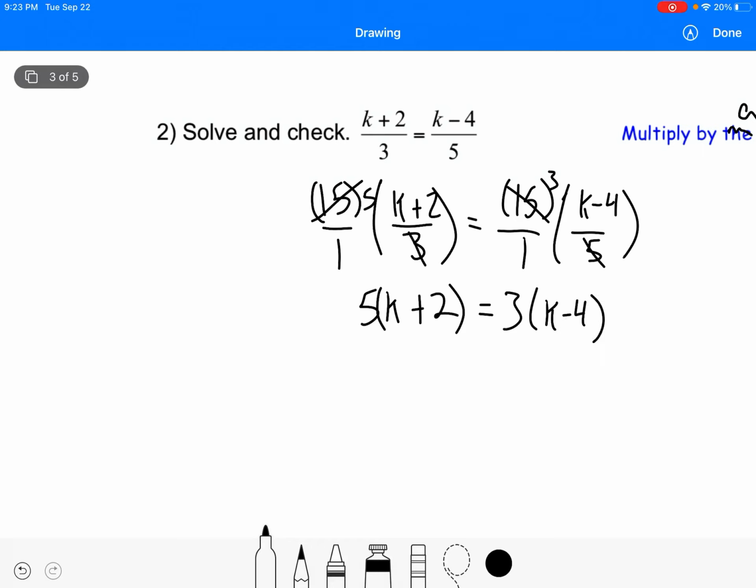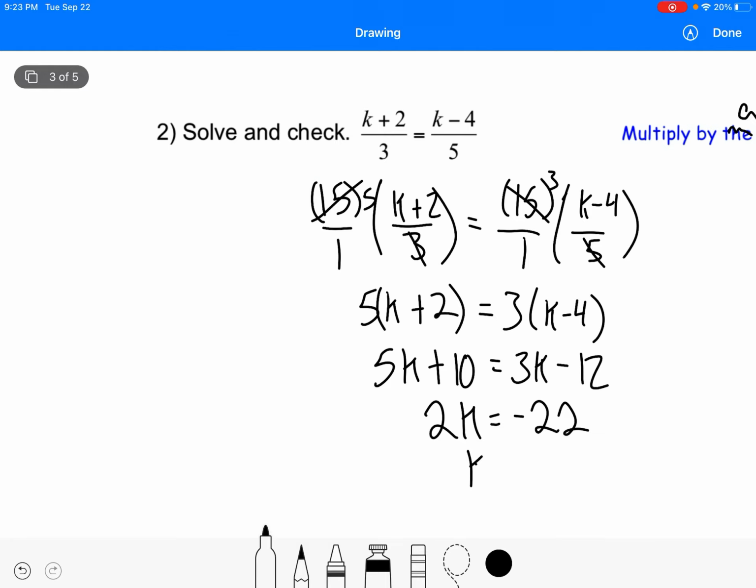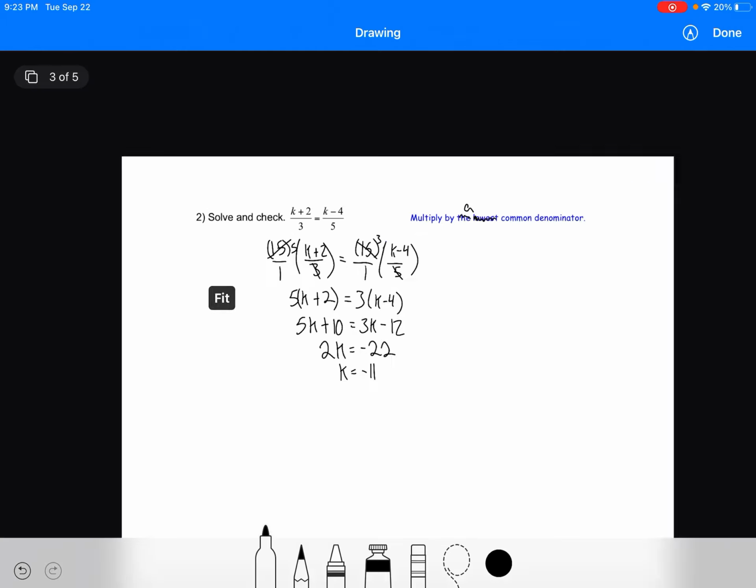This is a more foolproof way of doing things. If we multiply by a common denominator, if there's more than 2 fractions, it will always work. The method that we used before this, if there's more than 2 fractions, it won't work. So we have to use this common denominator method. So we would again get 5k plus 10 equals 3k minus 12. We would get 2k equals negative 22. And k equals negative 11. This is the same as the question we just finished.